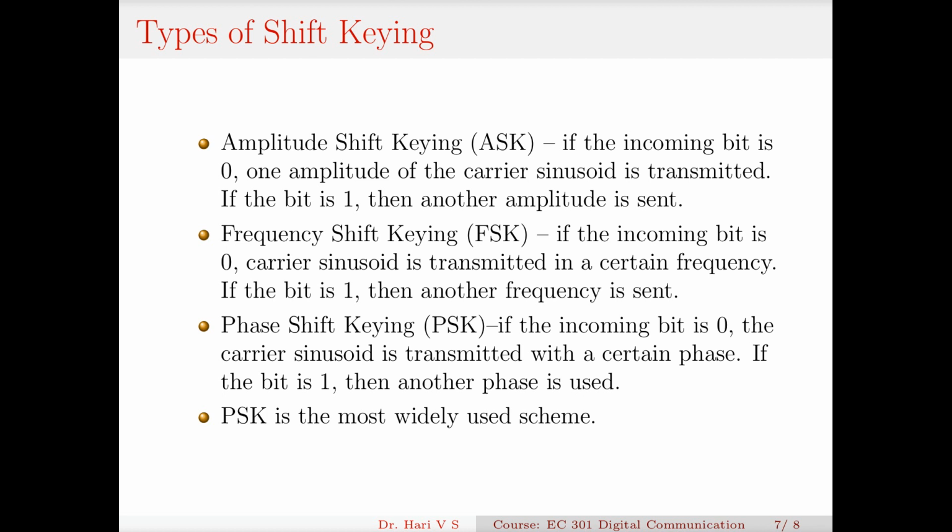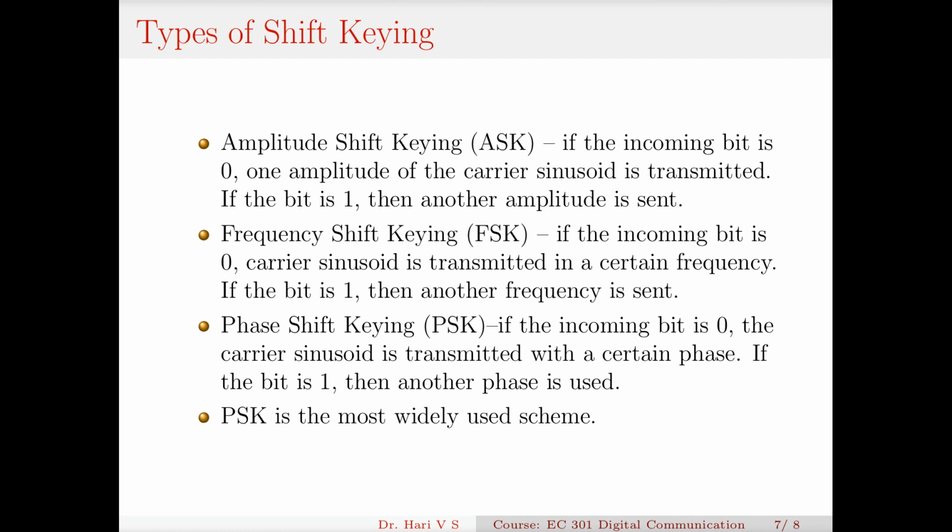Or else there is something called frequency shift keying. That is, if the incoming bit is 0, then the carrier is transmitted with a certain frequency. If the bit is a 1, then it is switched to another frequency. Say for 0 you use one frequency, say F1, and for 1 you use another frequency. So you switch an oscillator between two frequencies, or switch a frequency synthesizer between two frequencies depending on the incoming bit. And the third method, the most popular scheme, is phase shift keying.